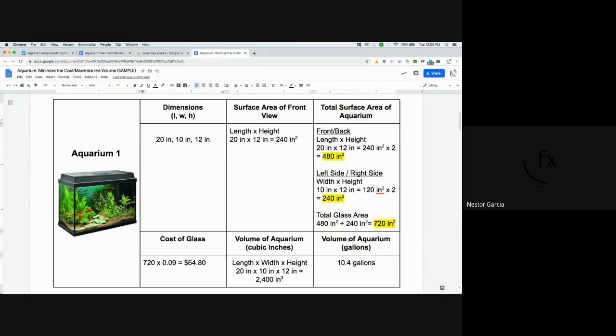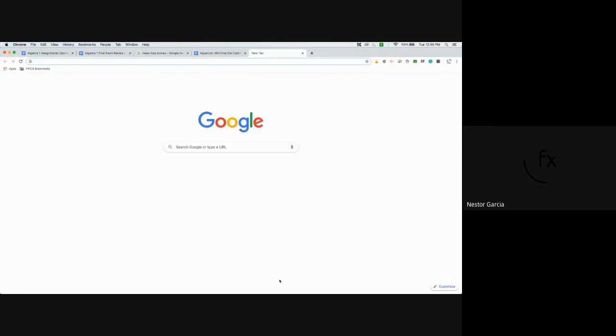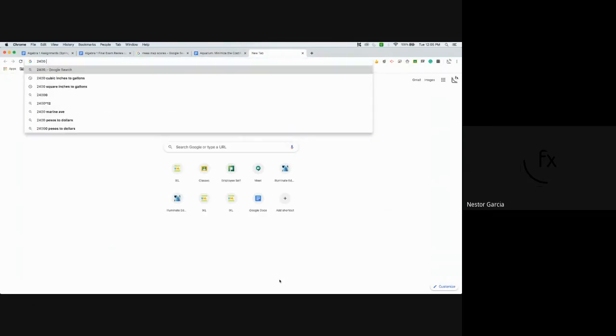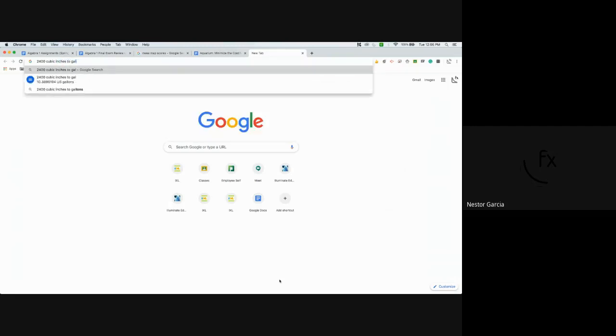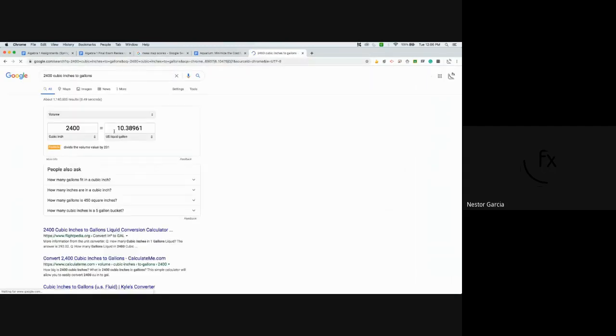Lastly, to convert the volume of the aquarium into gallons, we simply type the following in Google: 2,400 cubic inches, and we wrote that out in words, and then we ask Google to convert this to gallons. So you can type the following: 2,400 cubic inches to gallons, and you will search your result here in Google.